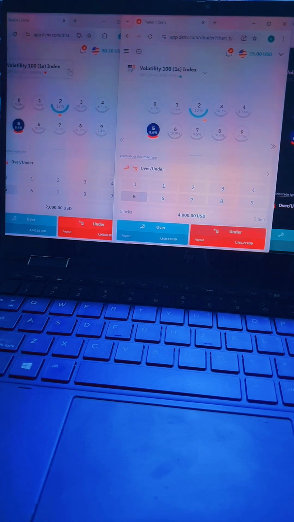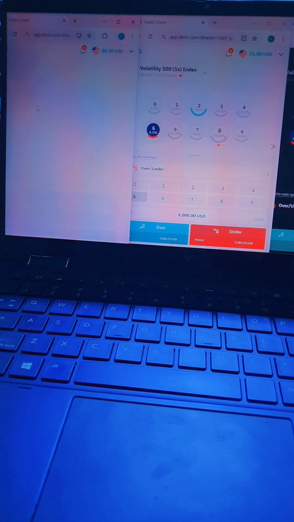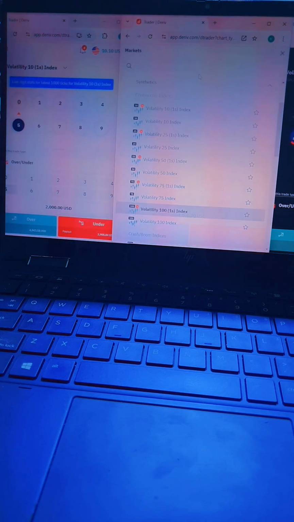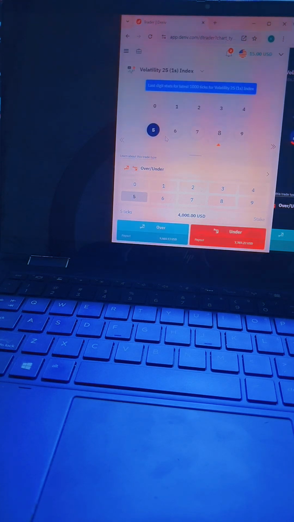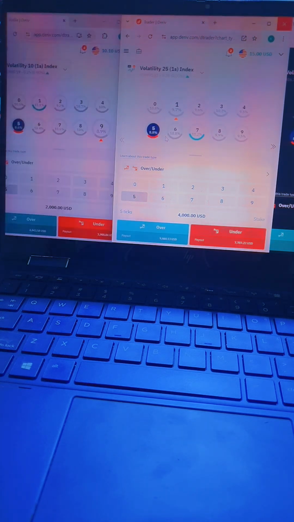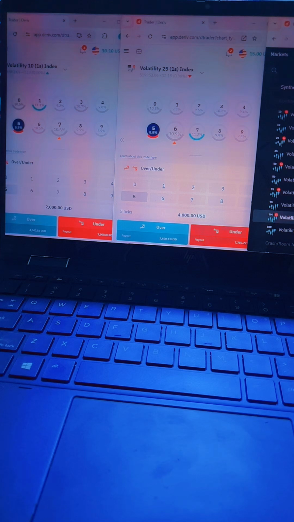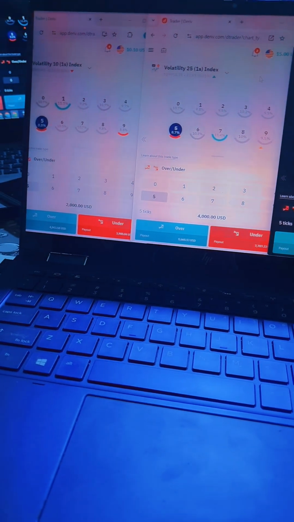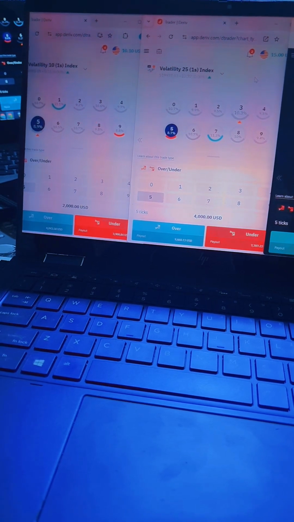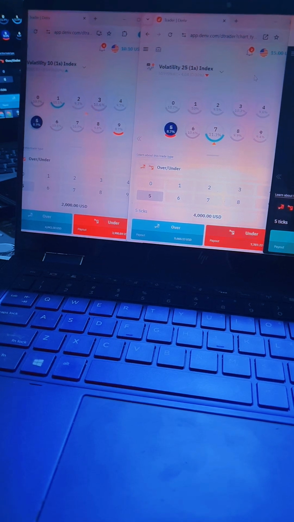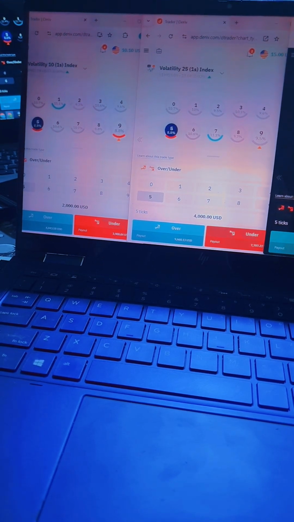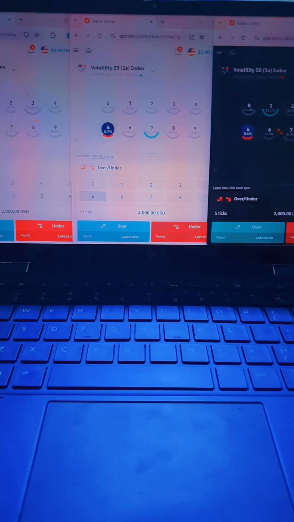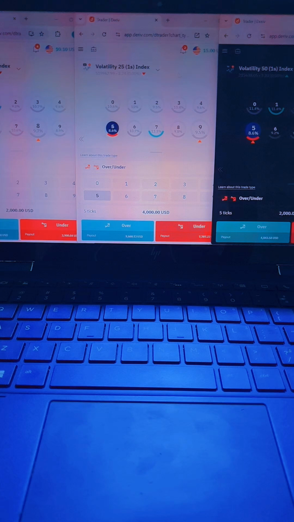So for example, here I can open volatility 10 1S like that. Here you can open volatility 25 1S. Myself, I like trading with 1S volatilities. On this part, I can display volatility 5 1S like that. So if you check here, I have displayed several volatilities. The other one is my PC. On this first browser you can see I have displayed volatility 10 1S. On the second browser here, I have displayed volatility 25 1S.